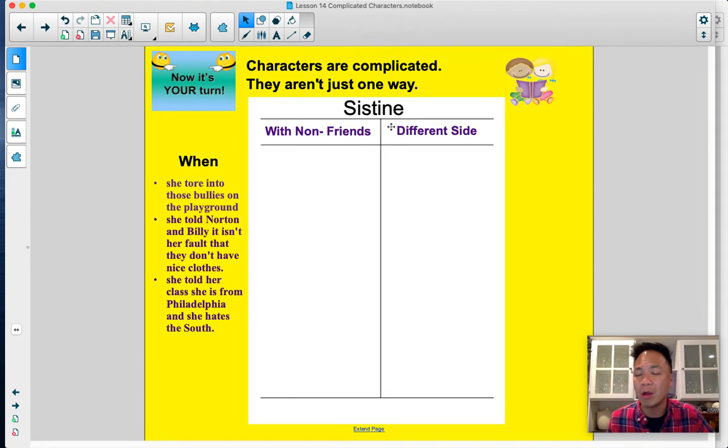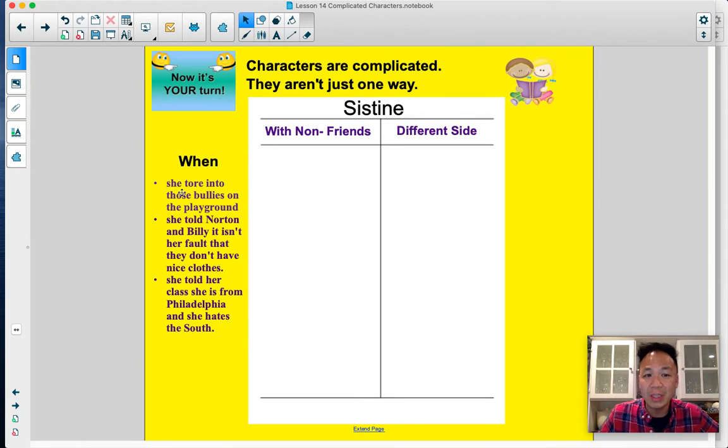And then we will also look for her different side, because the non-friend side is the side that we first get to meet when Sistine first walks on that bus. So we'll take a few examples. We look for evidence, like when she tore into those bullies on the playground when they threw the apple at her, and then she just walked right into the crowd and started throwing fists.